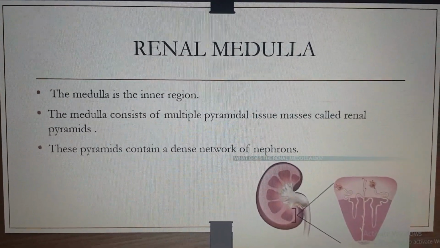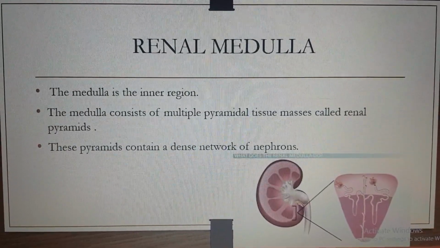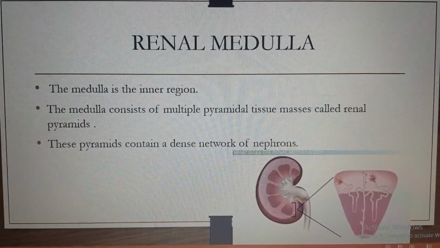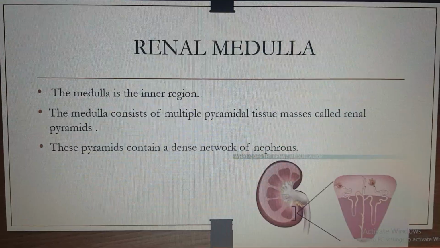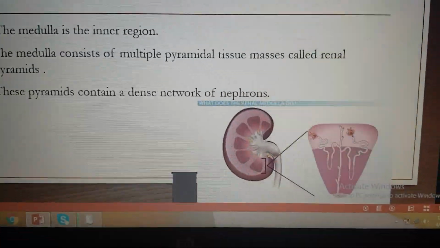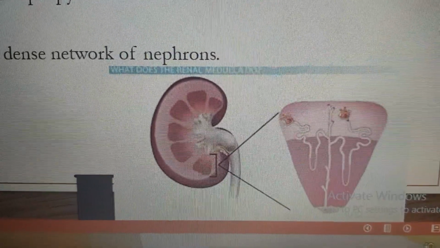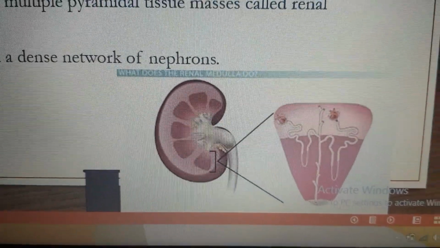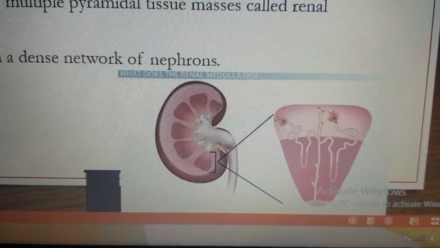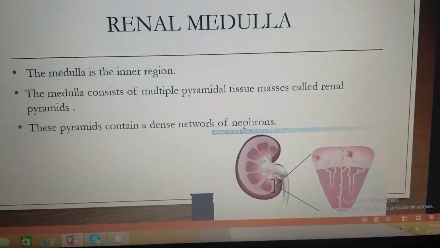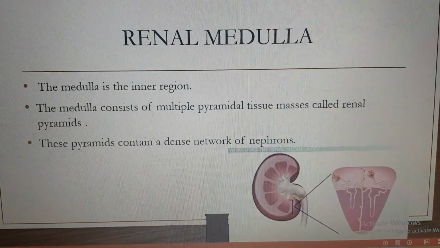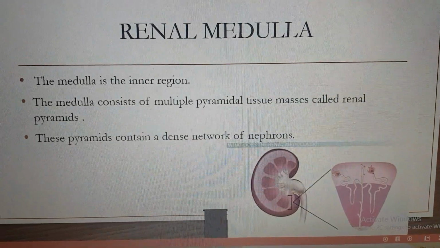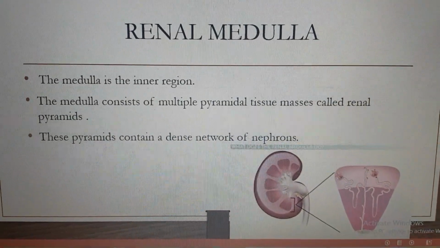Then we'll discuss the second part, the inner part of the kidney, which is known as the medulla. As you can see in the diagram, the medulla is the inner part where the dark-colored triangular masses are present, and these dark triangular masses are known as the renal pyramids. They contain a dense network of nephrons.